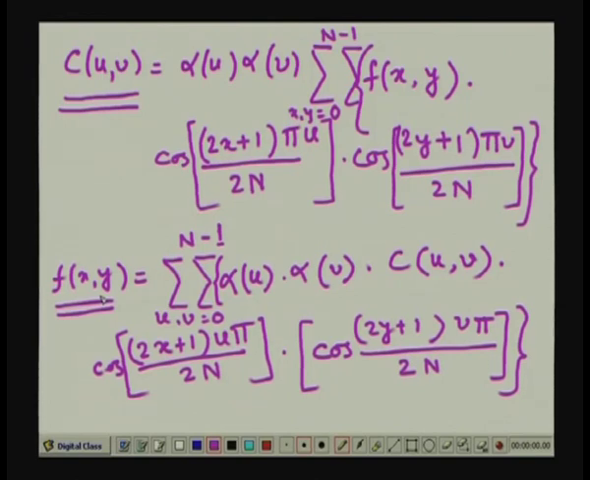So, using this two dimensional discrete cosine transformation, let us see for a given image what kind of output we get.